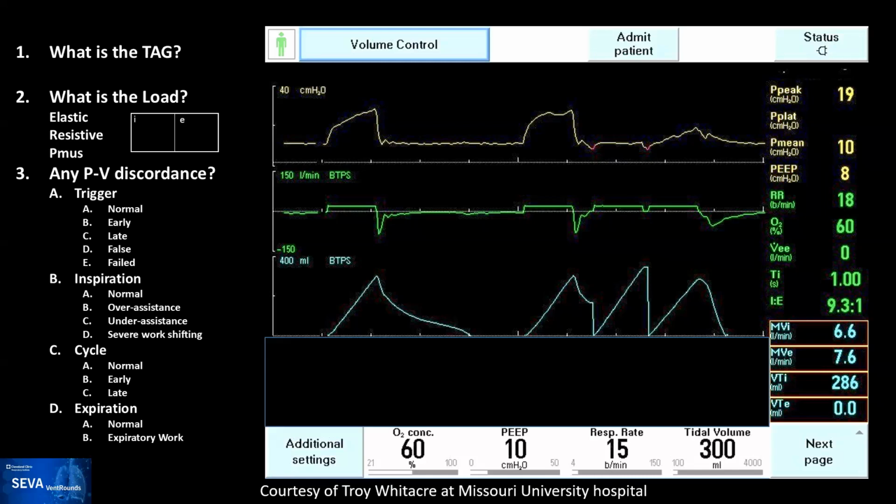If you want to type it in the chat, if there's one of the fellows that wants to give it a try and jump in and try to speak about it, you're more than welcome to do this. This is an actual patient, a real human. It exists. We'll give you a minute or so. And just start typing in the chat. What do you think is the tag? What do you think is the load? And what do you think is the patient ventilator discordance?